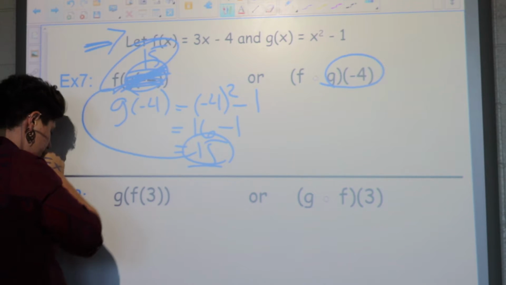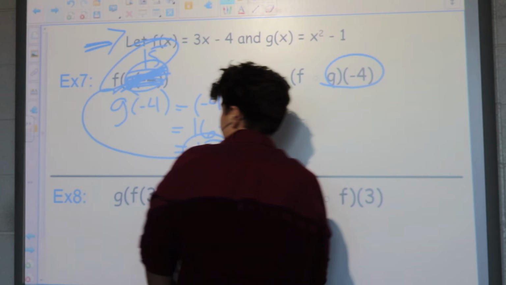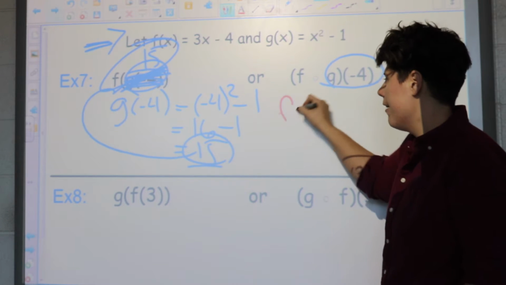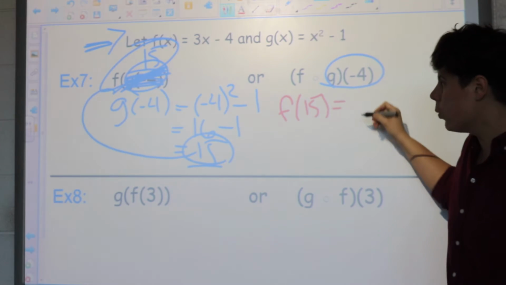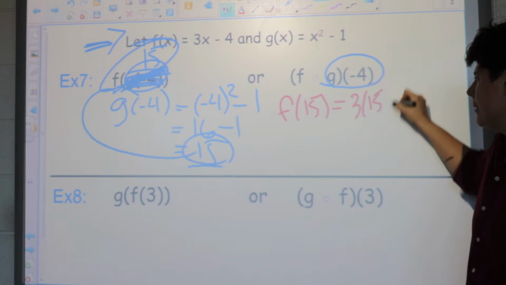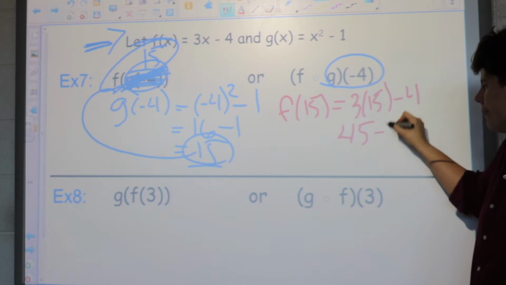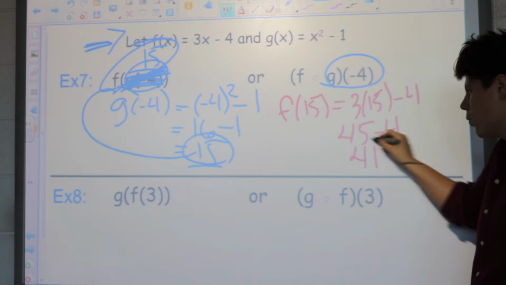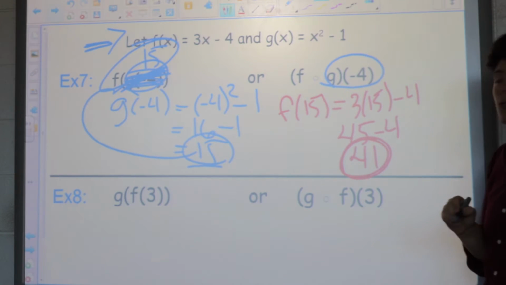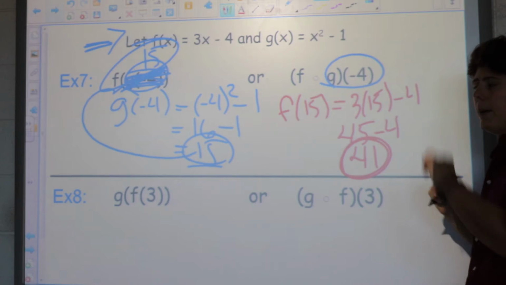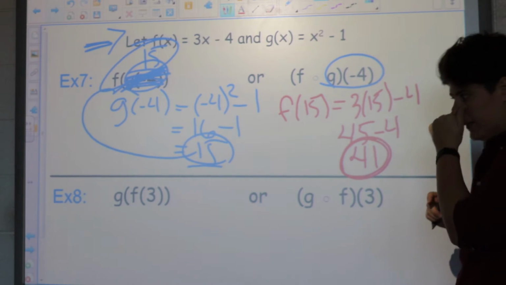So I'm now finding f of 15. So f of 15 equals 3 times 15 minus 4. 3 times 15 is 45. 45 minus 4 is 41. My answer is 41. Done. If I put in a number, I get out a number.